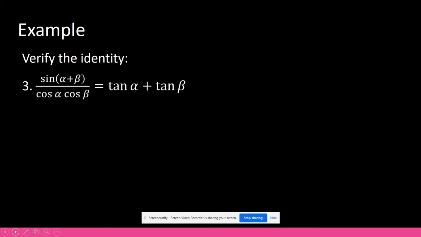Now let's verify this: sine of alpha plus beta all over cosine of alpha cosine of beta equals tangent of alpha plus tangent of beta. Once again, we have to pick the more complicated side. I think that the left looks a little bit more complicated because it has the sum of 2 angles as well as a fraction. So I'm going to start with the left.